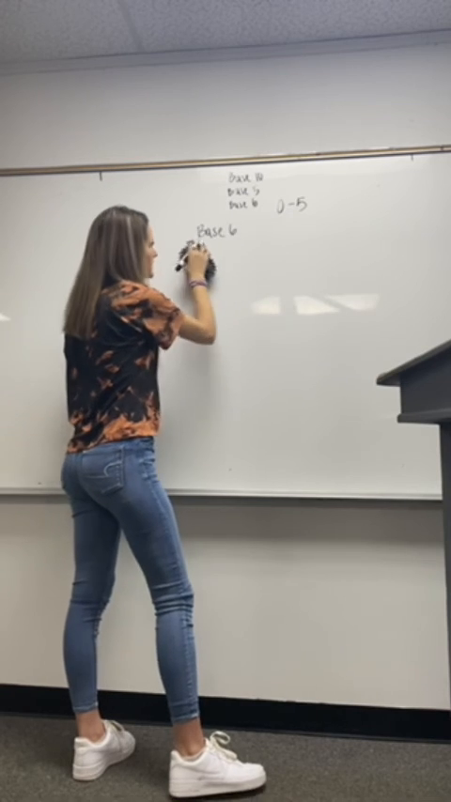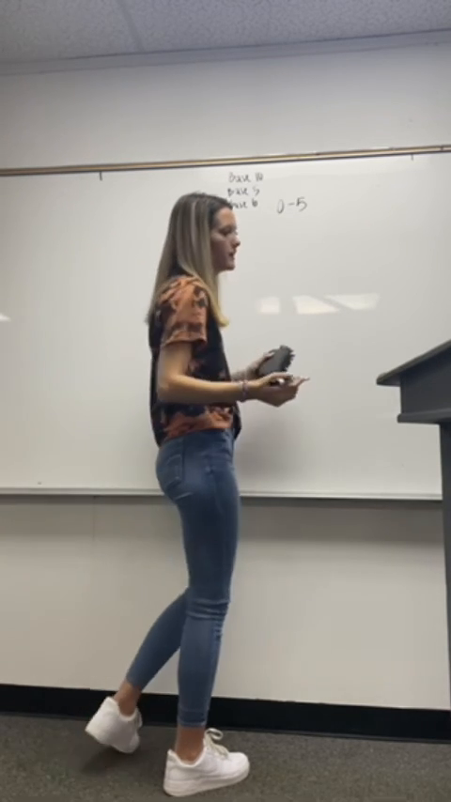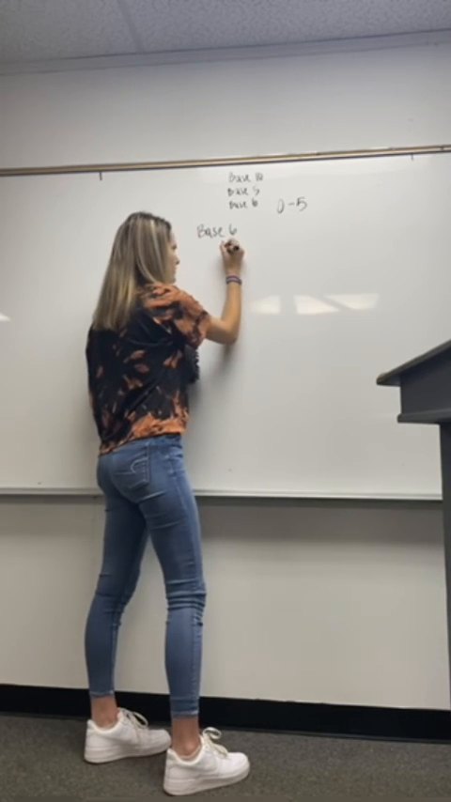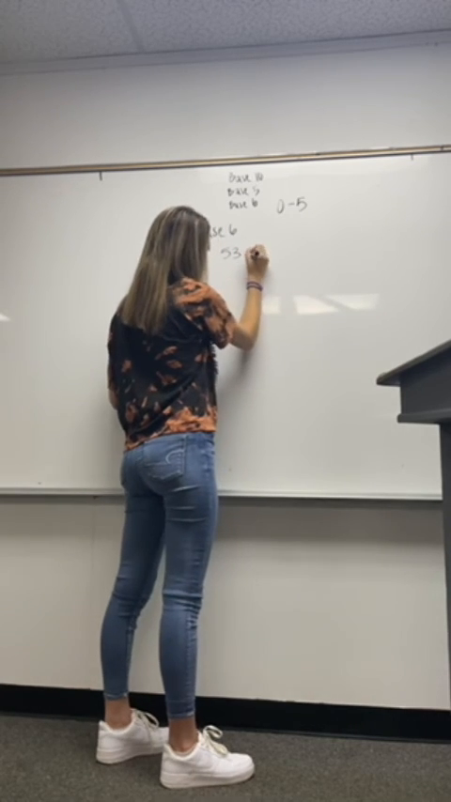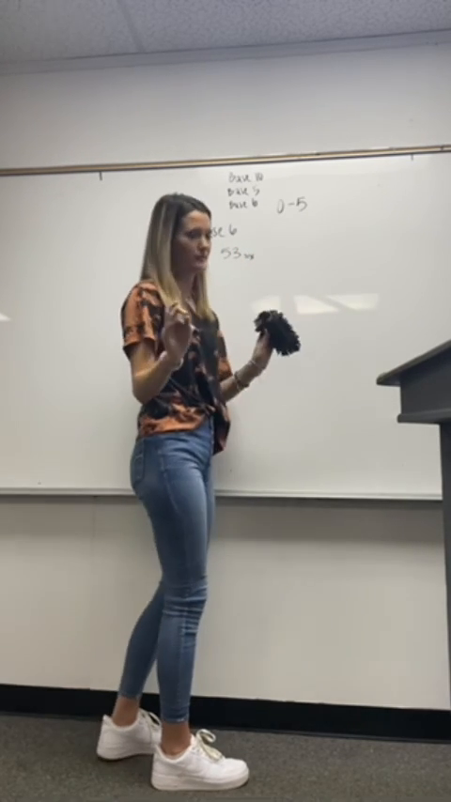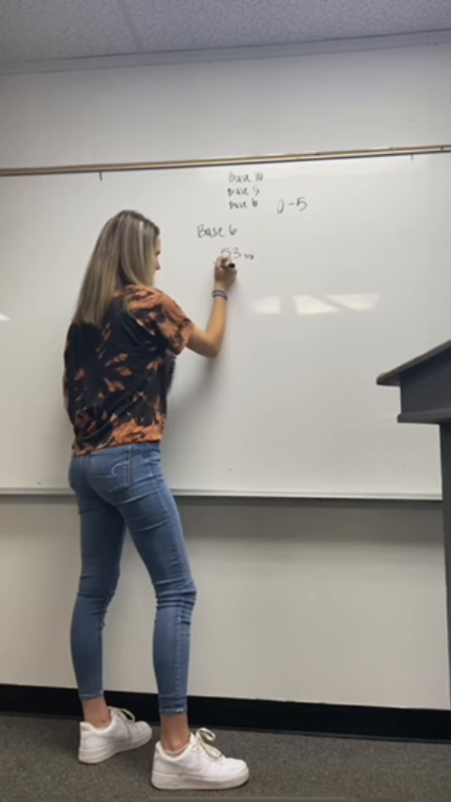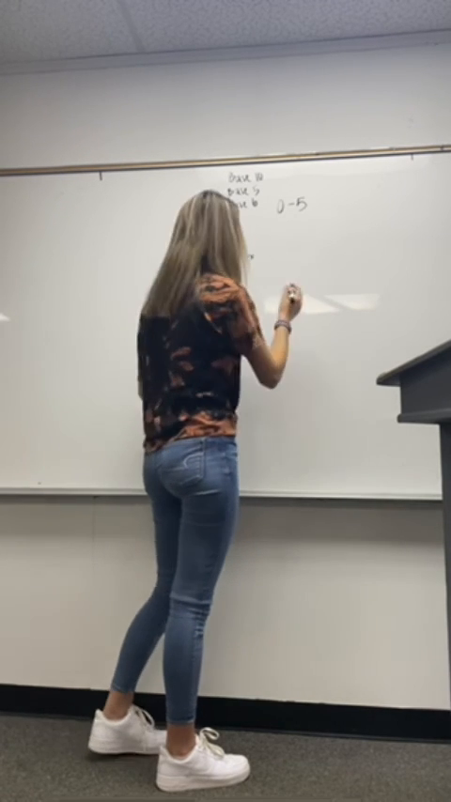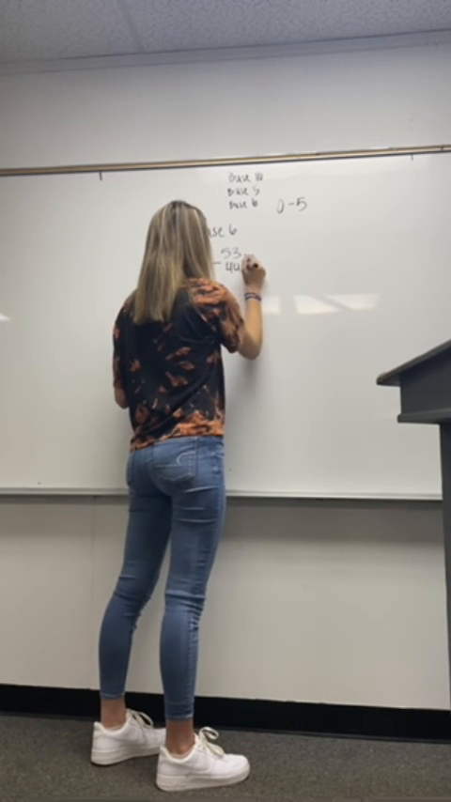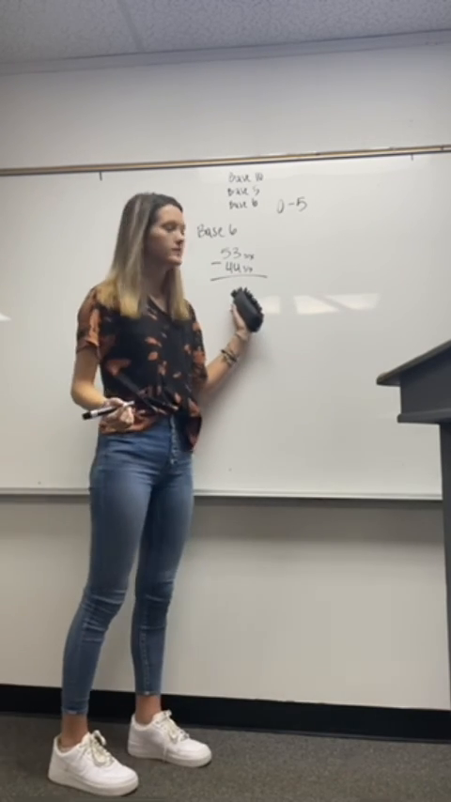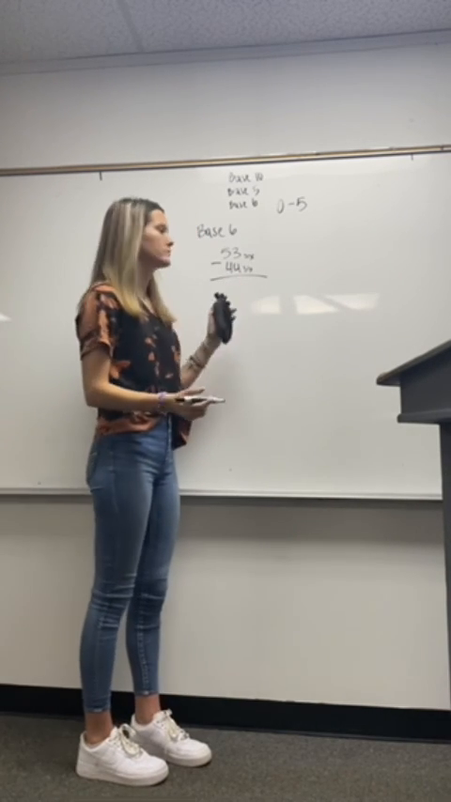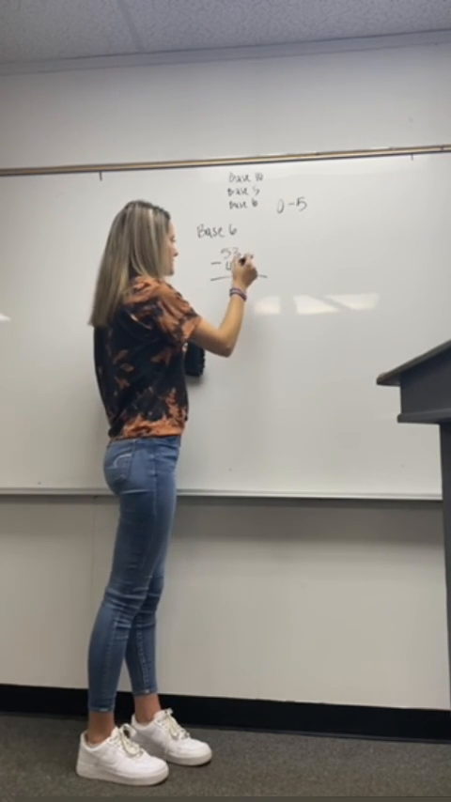And then lastly, for subtracting, we're going to have 53 base 6. No, not 53, 53, my bad. 53 base 6 minus 44 base 6. So right off the bat, we see, oh, we can't take 4 from 3, so we're going to have to borrow 6.